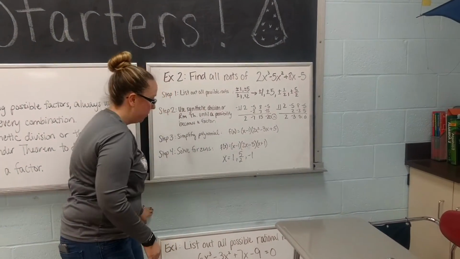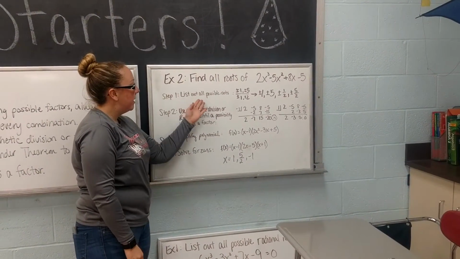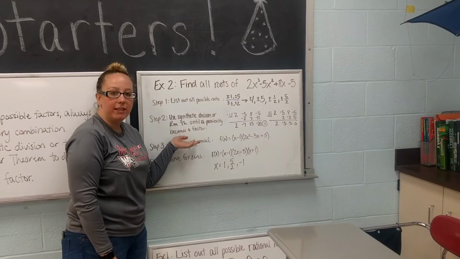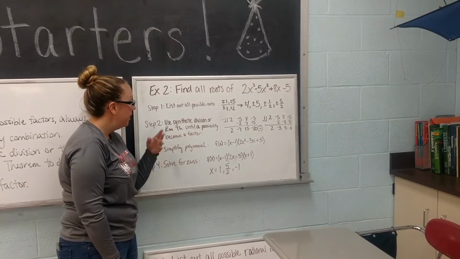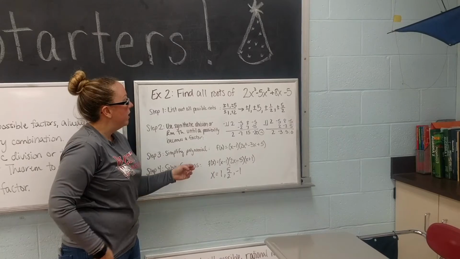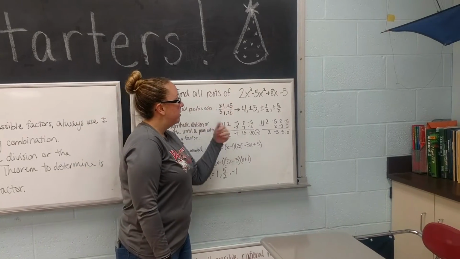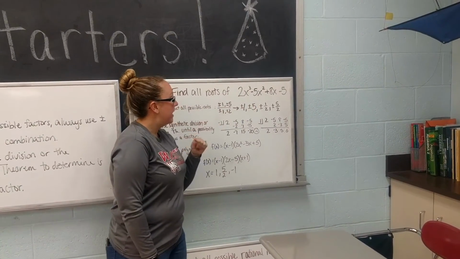Example 2, we're going to go through all the steps. We're going to list out the possible roots. We're going to use synthetic division to figure out which one is a factor. We're going to simplify and then solve. So find all roots of 2x cubed minus 5x squared plus 8x minus 5.